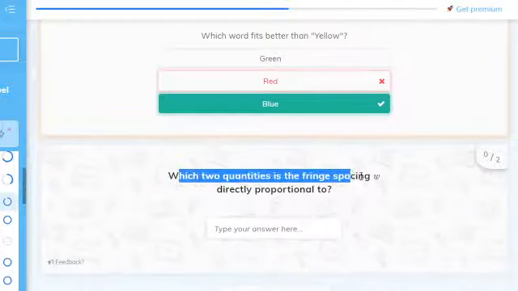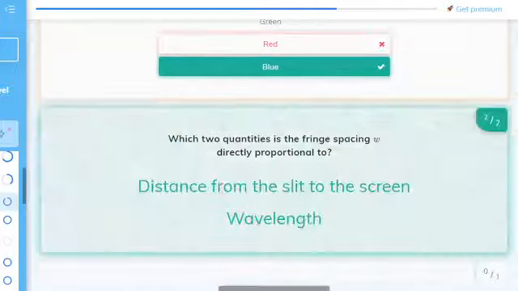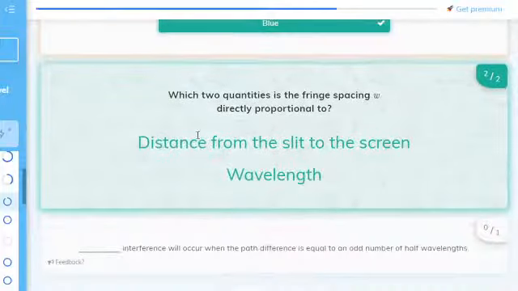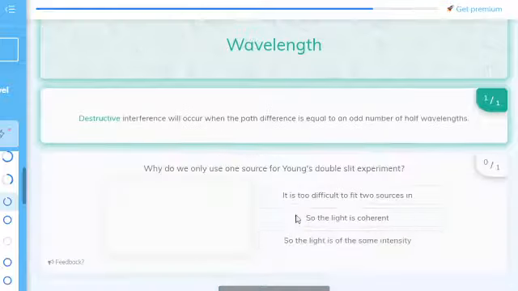Which two quantities is fringe spacing w directly proportional to? The distance from the slit to the screen and the wavelength. Destructive interference will occur when path difference is equal to an odd number of half wavelengths. So it's destructive interference because it's an odd number of half wavelengths.